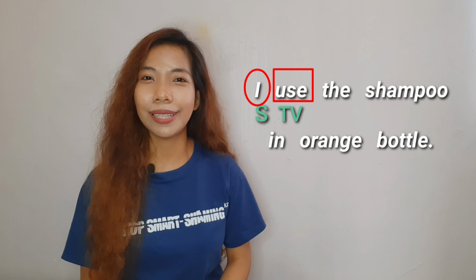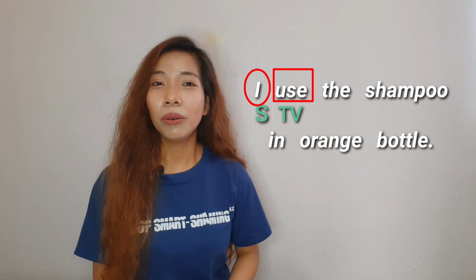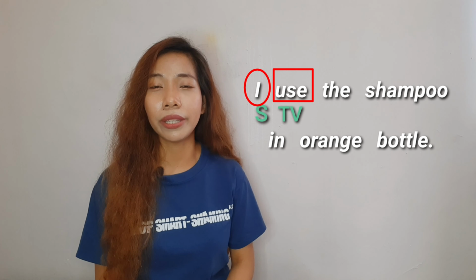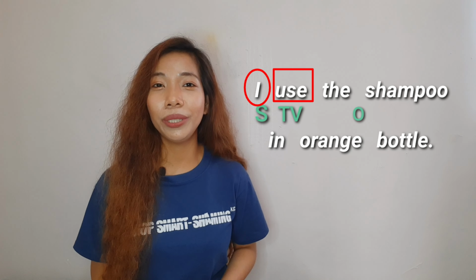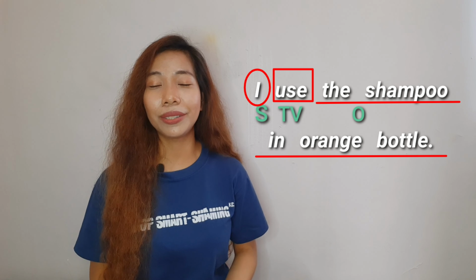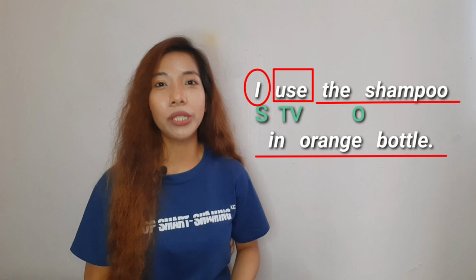That is a transitive verb. A transitive verb is a verb which needs an object, so it always needs a noun after it, or a noun phrase. After the transitive verb, we have the phrase, the shampoo in orange bottle. That noun phrase is an object. Object answers the question what? What do I use? It's the shampoo in orange bottle.